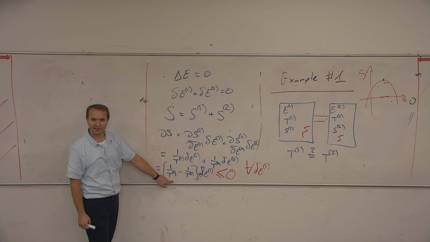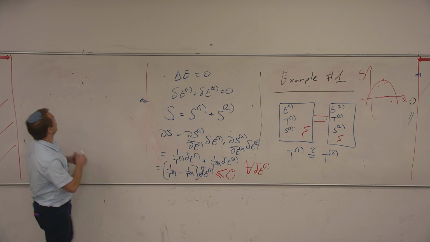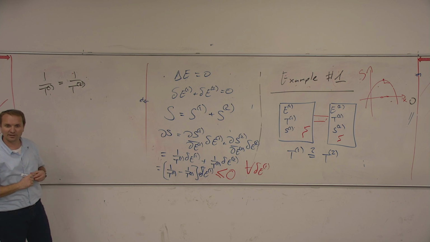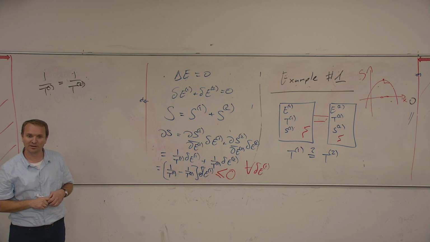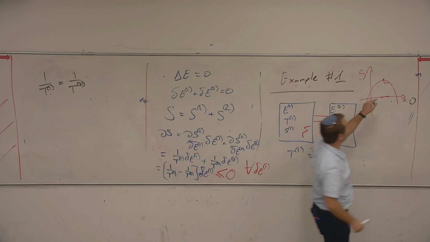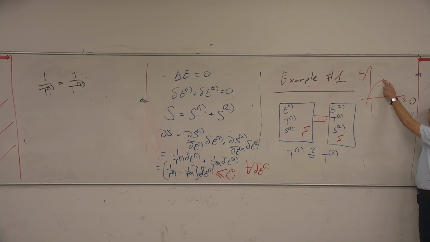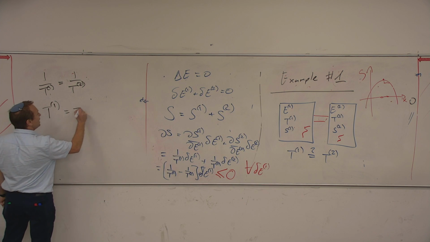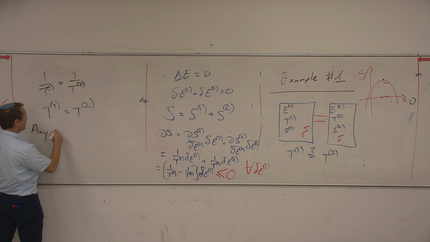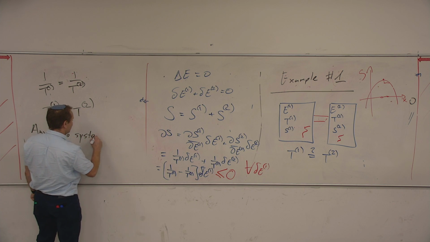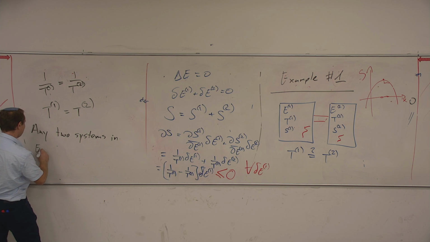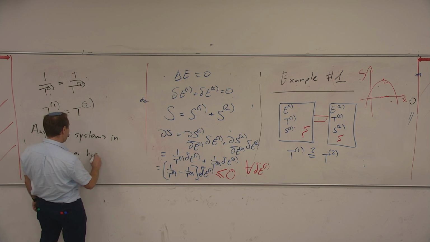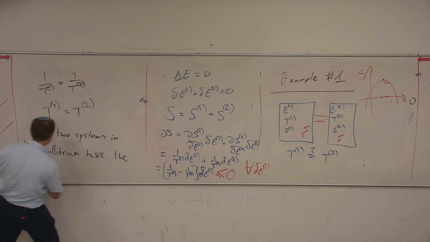Look what I'm getting over here. In order for this to be satisfied, basically 1 over T1 has to be equal to 1 over T2, because it has to be 0. If I'm doing my shift small enough, the change is basically 0. So what I've got is that any two systems in equilibrium have the same temperature.